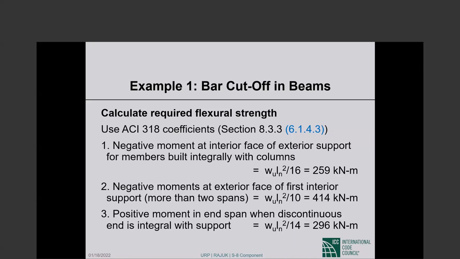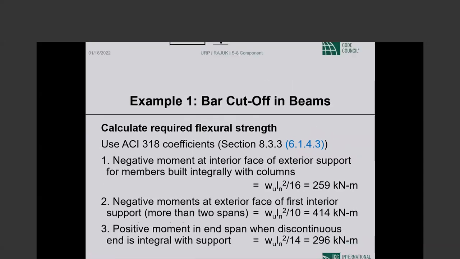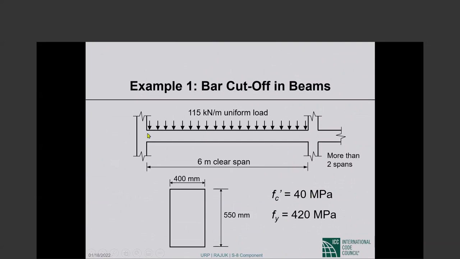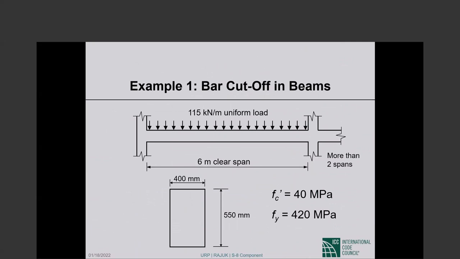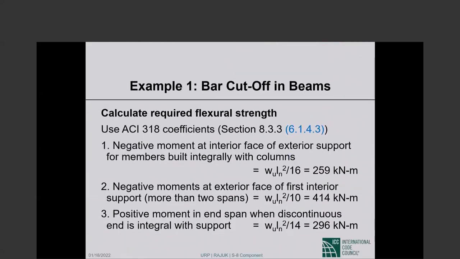So according to these ACI coefficients, negative moment at interior face of exterior support, for members built integrally with columns, is w_u l_n squared over 16, and that comes in our case to 259 kilonewton meters. w_u is 115 kilonewton per meter, l_n is 6 meters given. So 259 kilonewton meters.